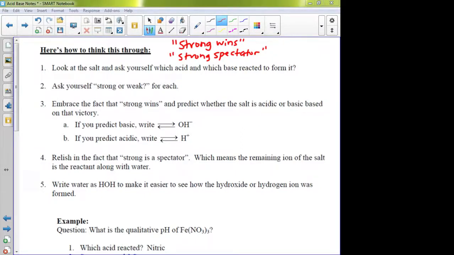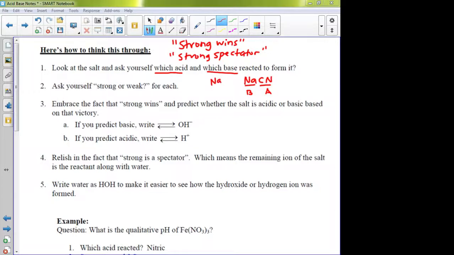So the first thing that we look at in the problem is we need to ask ourselves, look at the salt and say which acid and which base reacted to form it. Okay? So for example, I'm going to use NaCN. Okay, that's my example. There's my salt. Right? So I say, okay, which acid, which base reacted to form it? Your hint: the first one that is listed always came from your base. The second ion that's listed always came from your acid. Okay? So that means my Na came from what?